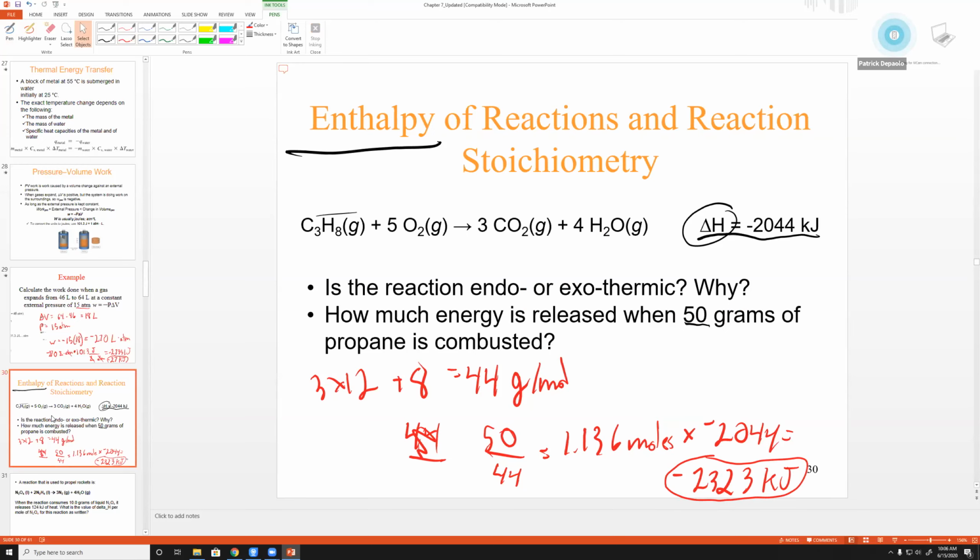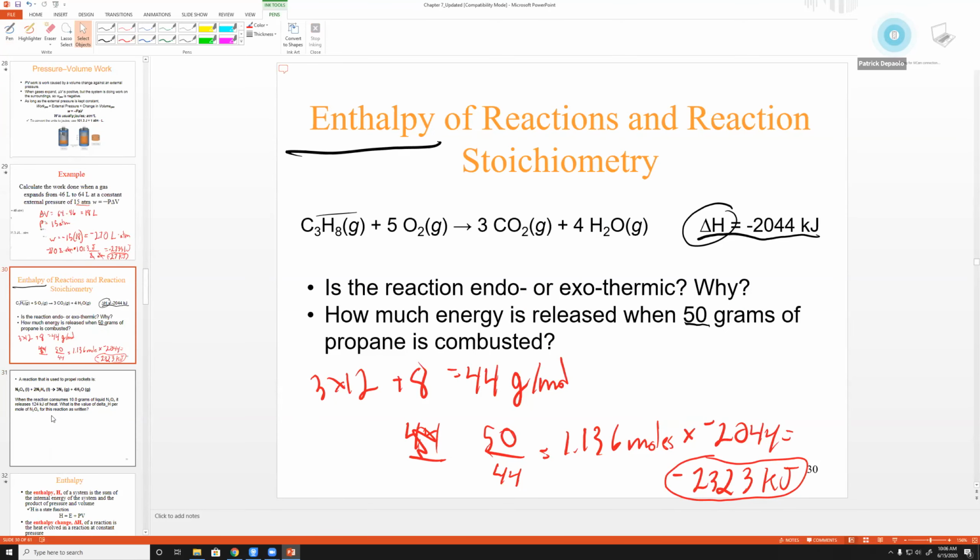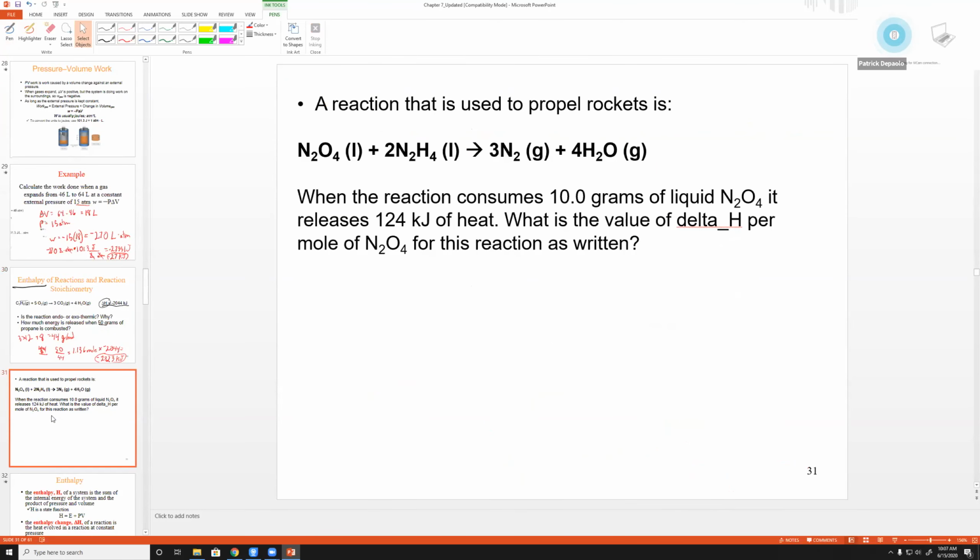Okay, so that's basically how you do enthalpy. And let's do a more difficult example. There really isn't much more to it than that. It's like one more equation, and then we'll do some examples, and then we'll learn Hess's law, and then a couple other things, and that's it.